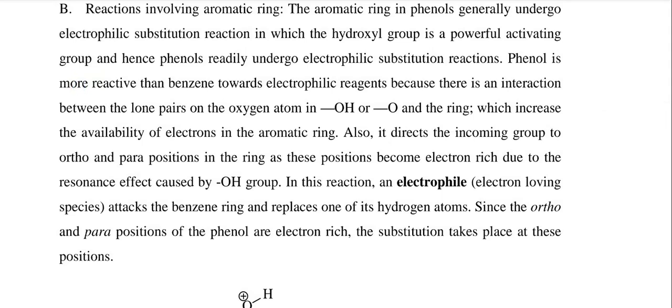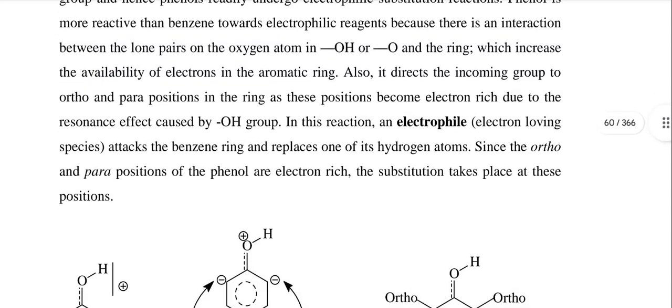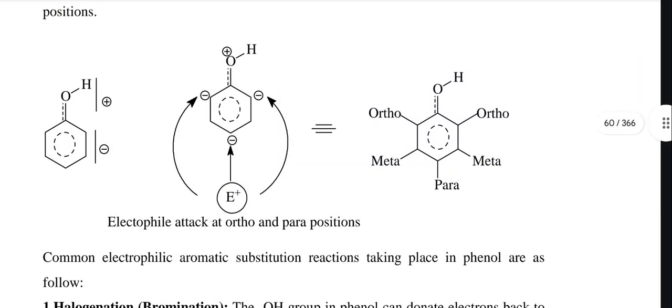This increases the availability of electrons in the aromatic ring, and it also directs the incoming group to the ortho and para positions in the ring. These positions become electron rich due to the resonance effect caused by the OH group. In this reaction, the electrophile attacks the benzene ring and replaces one of its hydrogen atoms. Since the ortho and para positions of phenols are electron rich, substitution takes place at these sites.